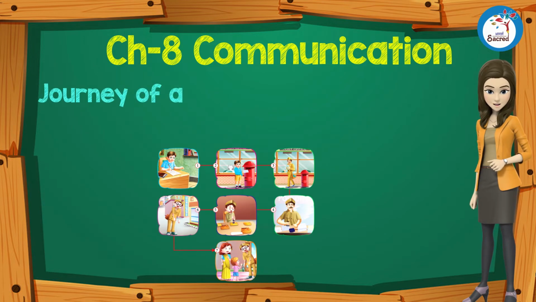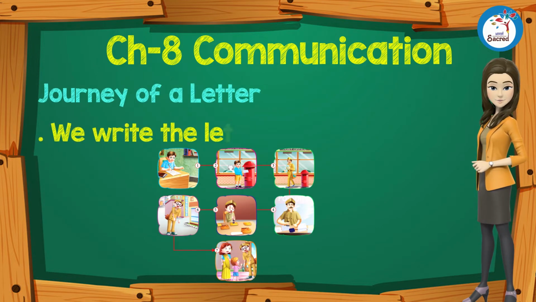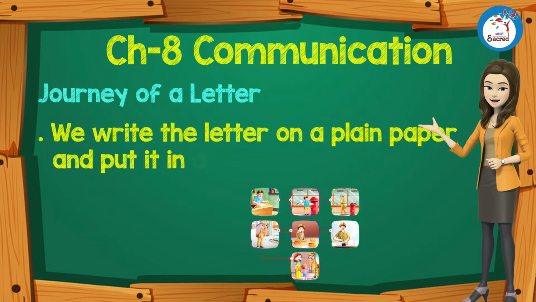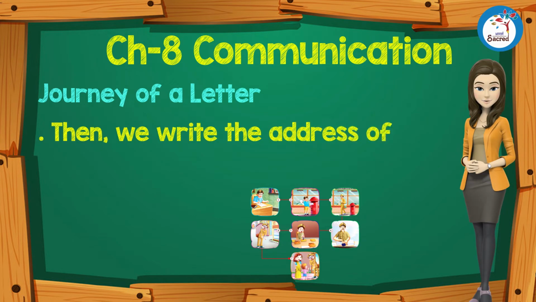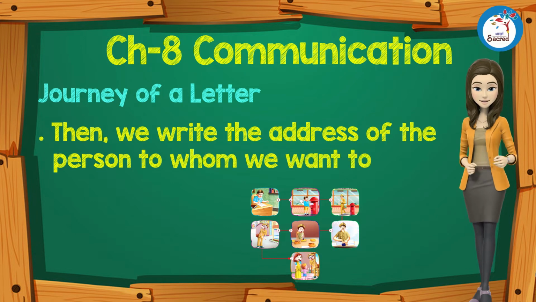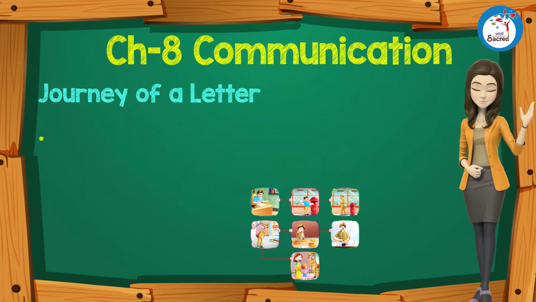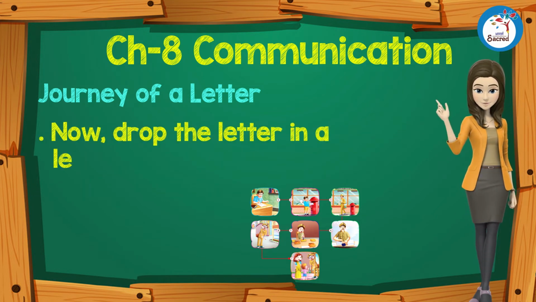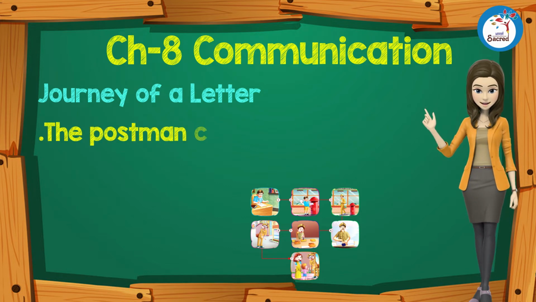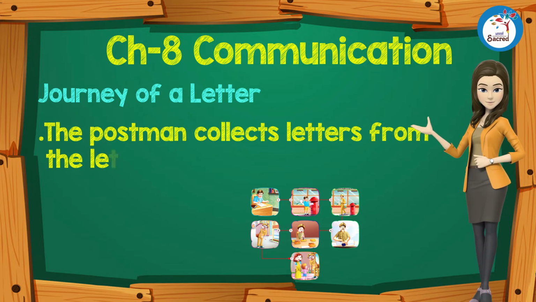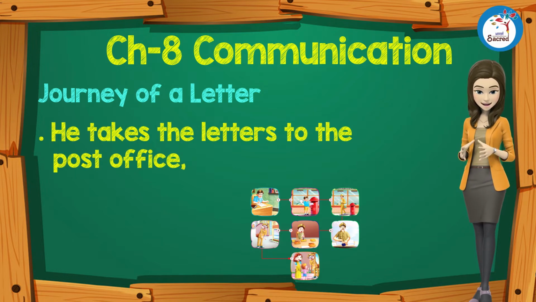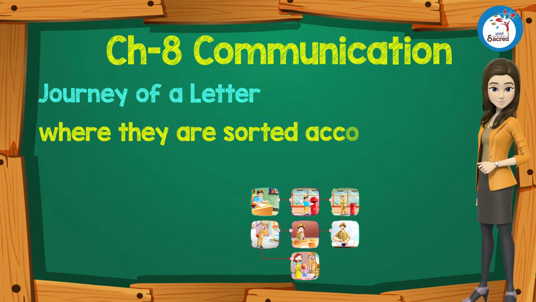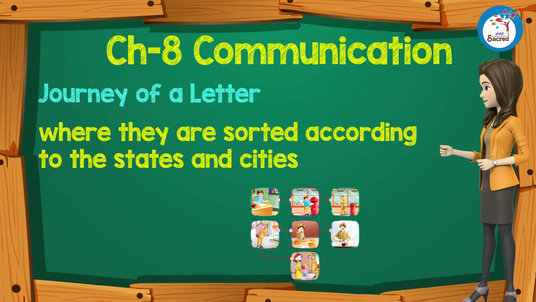Journey of the letter. We write the letter on a plain paper and put it in a stamped envelope. Then we write the address of the person to whom we want to send the letter. Now drop the letter in a letterbox. The postman collects letters from the letterbox. He takes the letters to the post office where they are sorted according to the states and cities.